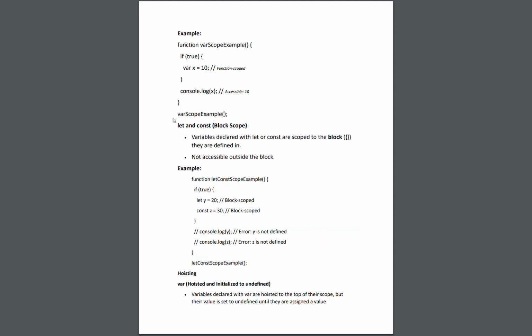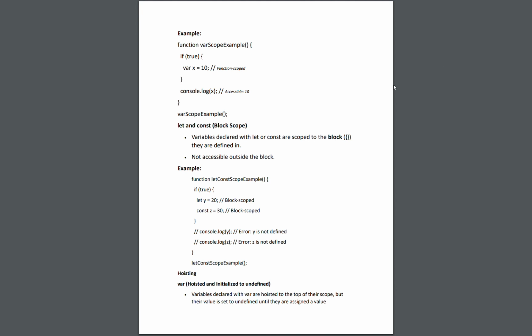So here var x equal to 10 is a function scope. We can declare it within the function but outside the block. Let and const keywords are block scope. We can only access them within the same block where we declare them. Here in this example we see that let y equal to 20 and const z equal to 30 are within the if block. So if we access them outside the block, we get an error.